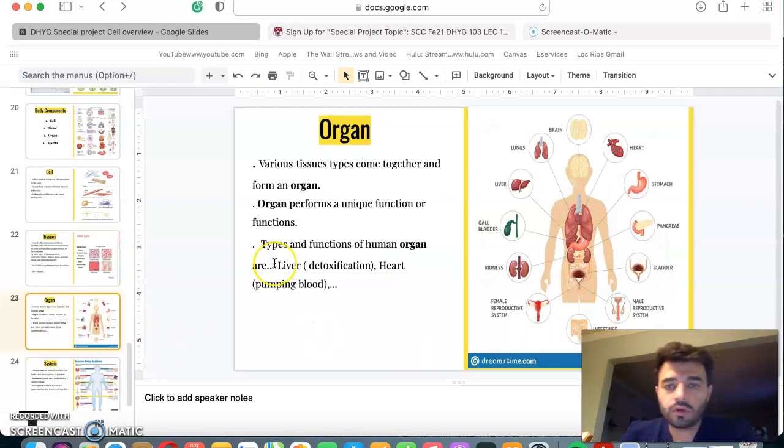Next, we will go with organs. So third is the organ. Various tissue types come together and form an organ. Organs perform different types of functions, unique to each of them. Types of organs, for example, lungs. Their function is exchange of internal and external air. Stomach, chemical and mechanical digestion. Heart, pumping blood. Or pancreas or bladder. Each of them has its own unique function, which is really helpful for the body and important.